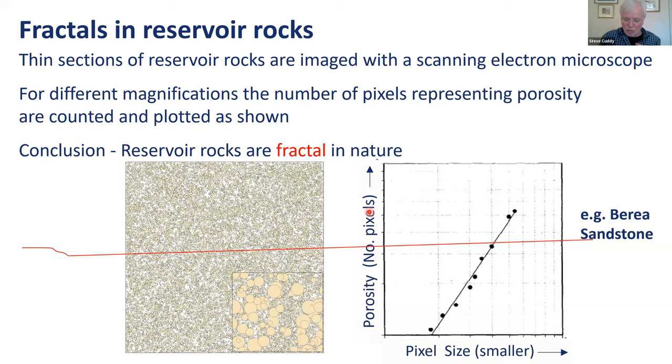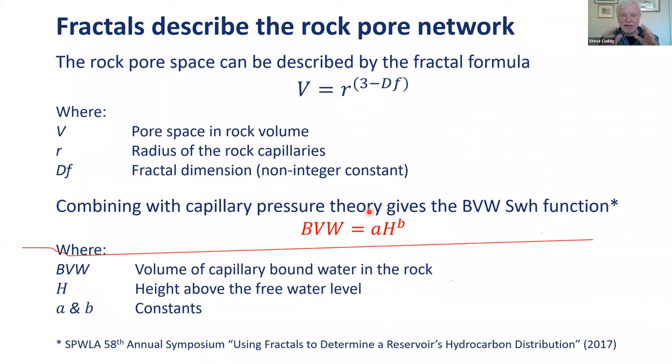Now, this slide is discussed in detail in the paper, but basically the fractal formula, used all the way from snowflakes to mountains, is described by this simple formula. For the reservoir, the pore space is related to the radius of the rock capillaries by this function here. And we can manipulate this, as shown in the paper, to give you our BVW function. And it's described in this paper here.